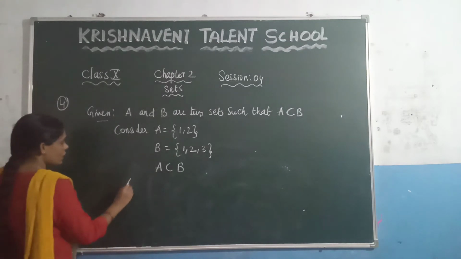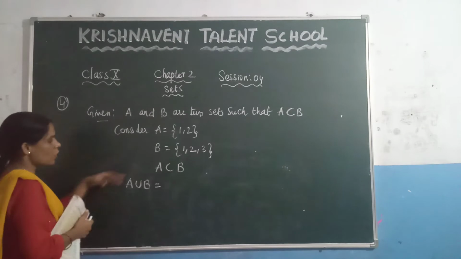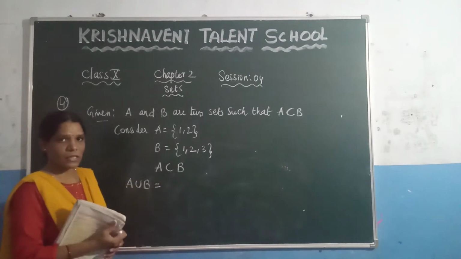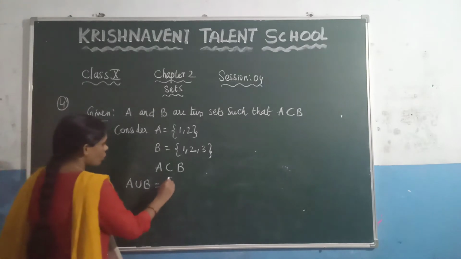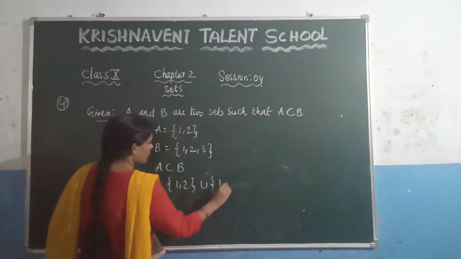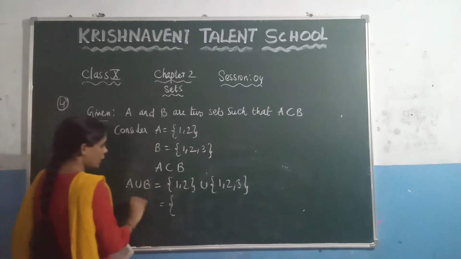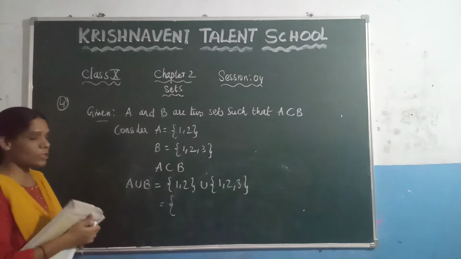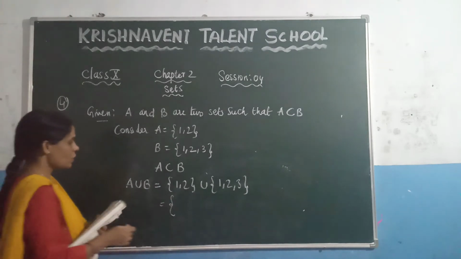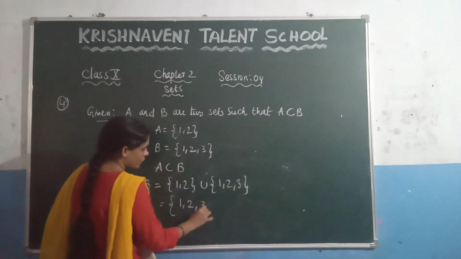Now in the question they asked to find A union B. If A is a proper subset of B, then what are the elements present in A union B? Now, what is the set A? {1, 2}, and B is nothing but {1, 2, 3}. Now, what is A union B? Union is nothing but you need to write the elements that are present in both A and B. So what are the elements present here? 1, 2 and 3.